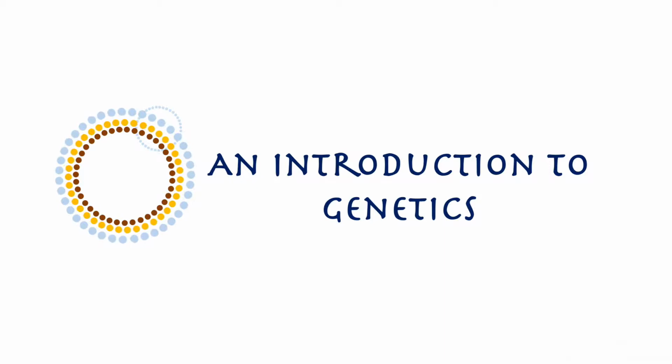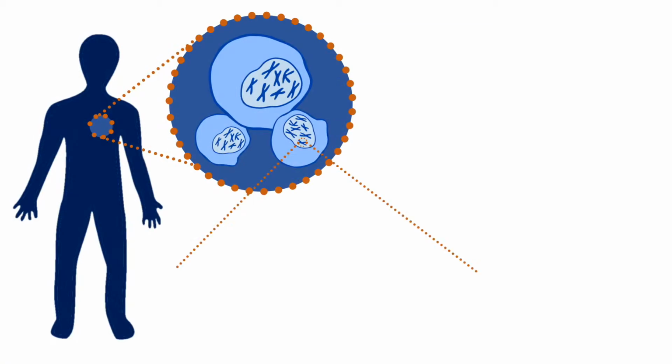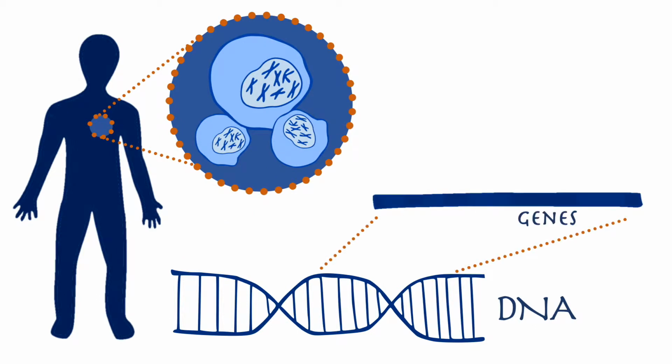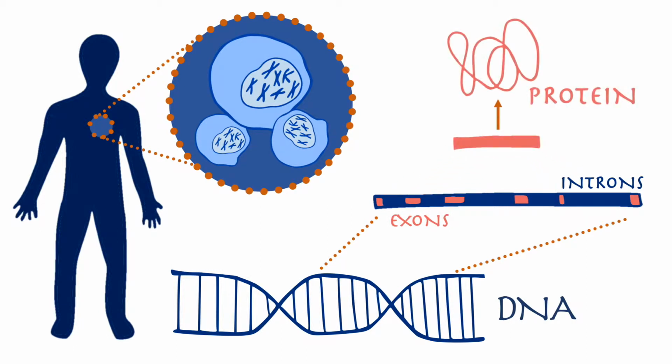Genetics. Our bodies are made up of millions of cells. In the centre of each of these cells is our genetic material, called our DNA. Our DNA contains our genes. Genes are divided into sections called exons and introns. Exons code for the proteins which make up our cells, tissues and organs.